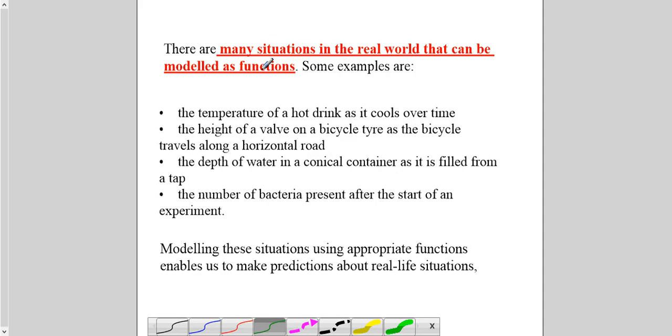So let's start with the situation where function is applied. Usually it is asked, what are the real situations? All functions, definitely, have variables that represent some factor in real life. For example: the temperature of a hot drink over a period of time as it cools down, the height of the valve of a bicycle tire while it is running on the road, the depth of the water in a conical container, the number of bacteria present after the start of an experiment. So in different fields, in biology, in chemistry, they are all used, right? These are just a few examples of situations which you can model and then solve.